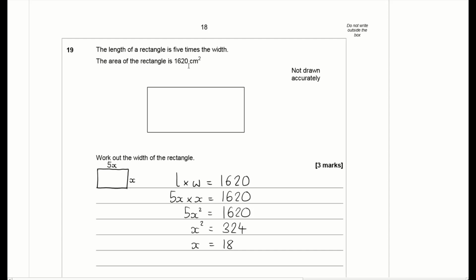The area of a rectangle is length times width, which means 5x times x, and we know that this must be equal to 1620. So 5x squared equals 1620. Divide both sides by 5, so x squared equals 324, and then square root both sides to get the correct answer of x equals 18. So your width was 18 as defined previously.